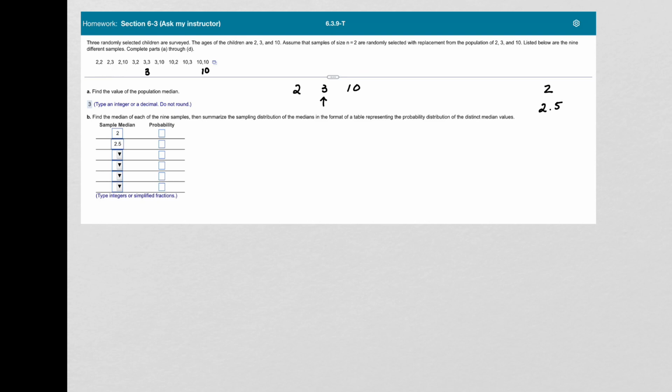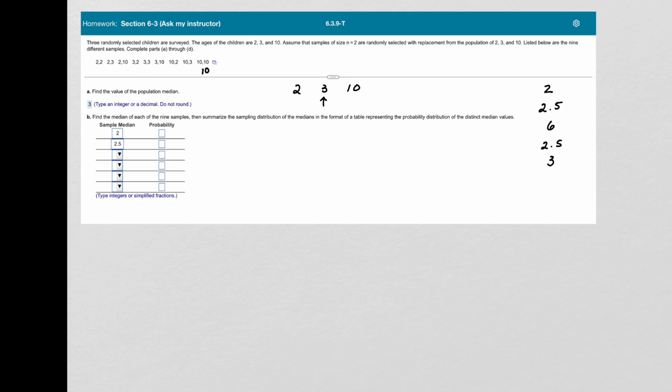Let's erase from there. The next pair is 2 and 10. Add them together, we get 12. Divide by 2 and we get 6. So this is kind of like finding the mean. If you only have 2 values in the sample, the mean and the median would be the same. So then we have 3 and 2. The median is 2.5. We already said for 3 and 3, the median would be 3.